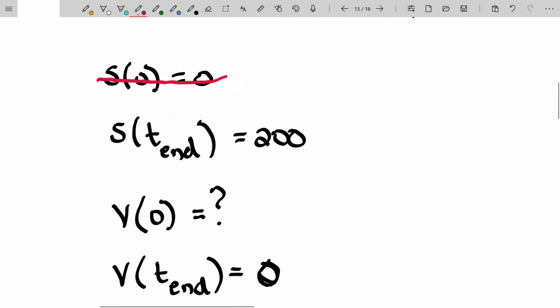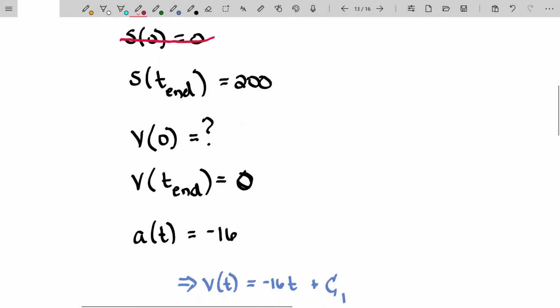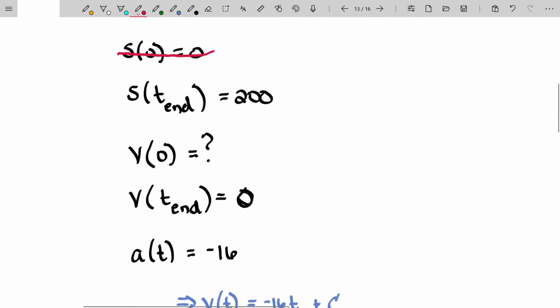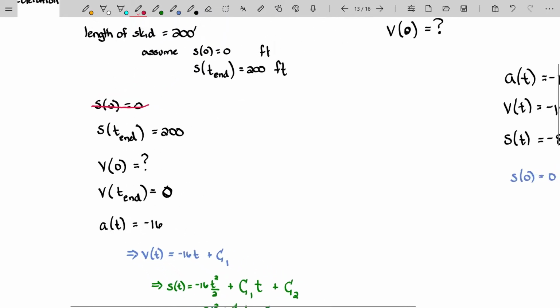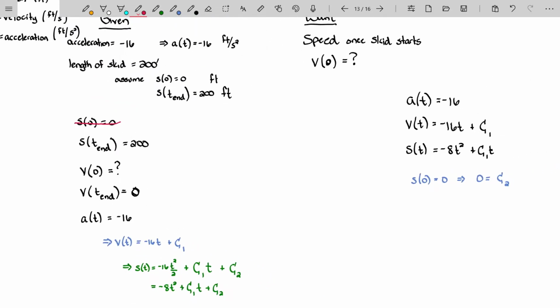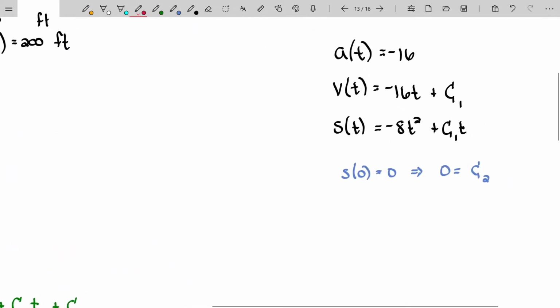The next thing I'm going to use is the position at time end, well, I guess I could. You know what? I could use that. Let's go ahead and do the position at time end. The position at time end is 200.